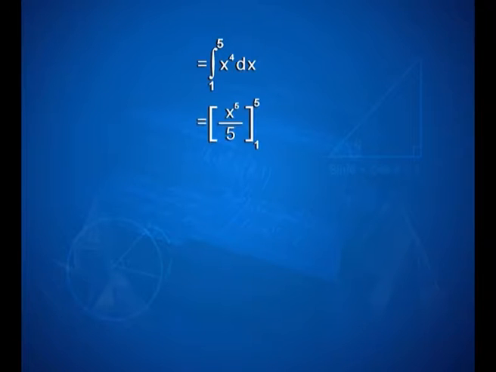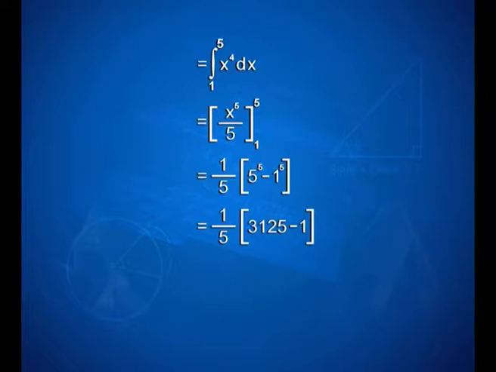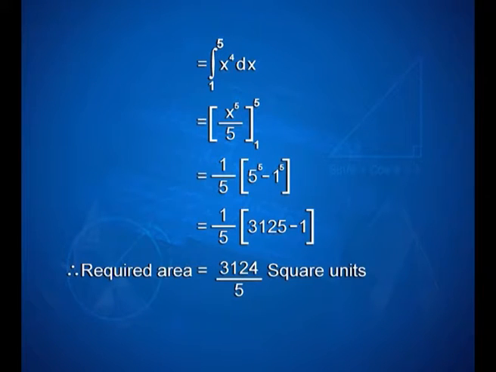that is equal to x to the power 5 upon 5 with limits 1 and 5. On applying limits, we have 1 upon 5 into 5 to the power 5 minus 1 raised to 5, that is equal to 1 upon 5 into 3125 minus 1. Therefore, the required area is 3124 upon 5 square units.